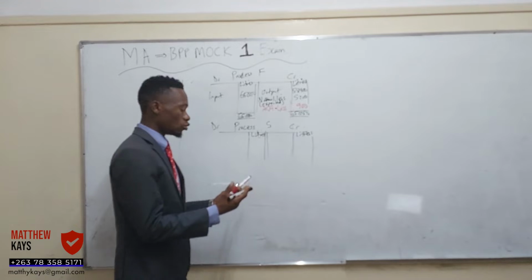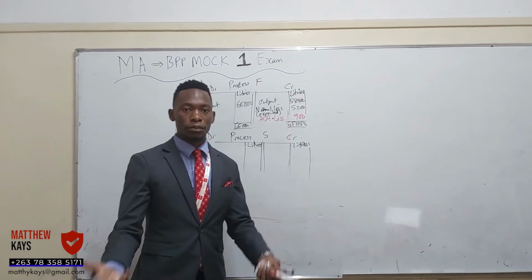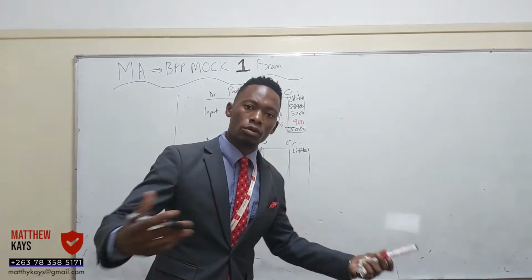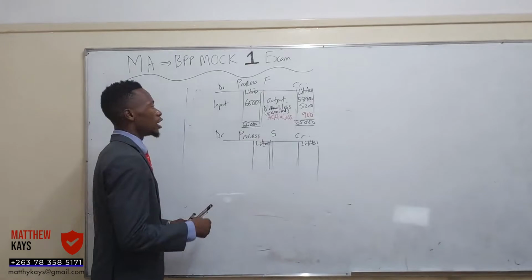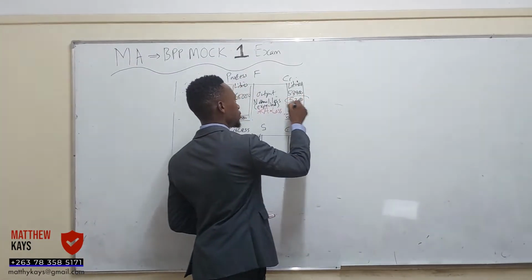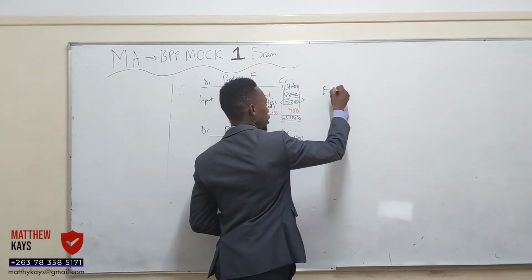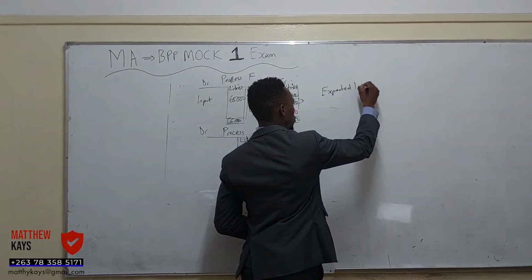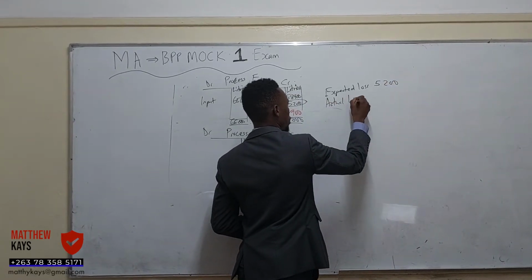Maybe someone would want to understand, but guys, this is it for F with an abnormal loss. You now have your answer. Someone would want a different explanation. What you have to understand is, yes, you have your input. The expected loss was what? The expected loss was 5,200, right? Understand this. What about the actual loss that was made?